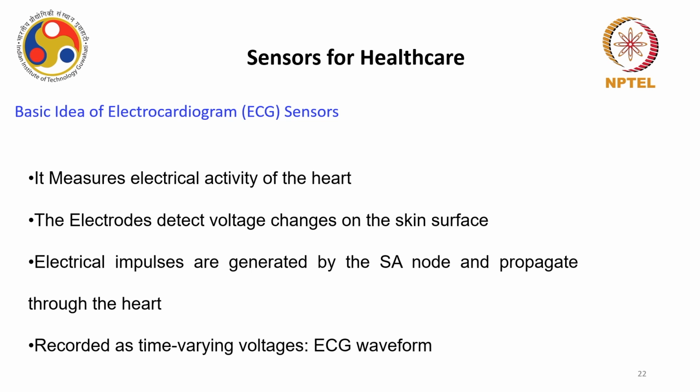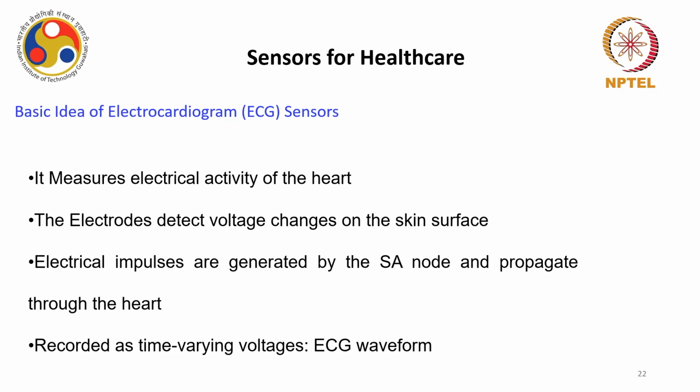So let us try, as electrical engineers, to understand how this ECG functions. We know that it measures the electrical activity of the heart. This ECG has a number of electrodes, particularly 12 different electrodes. In the sensors part, we will mostly discuss how these electrodes can be fabricated and their placement. These electrodes detect voltage changes on the skin surface, because it is a non-invasive electrode placing technique, so you do not actually invade the skin.